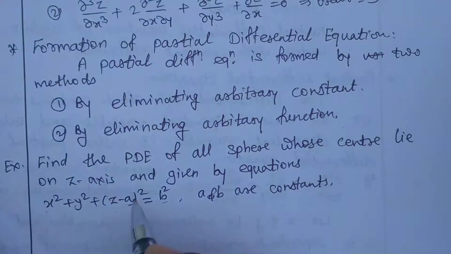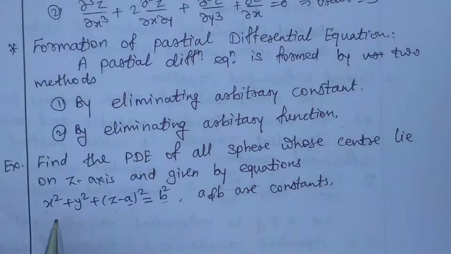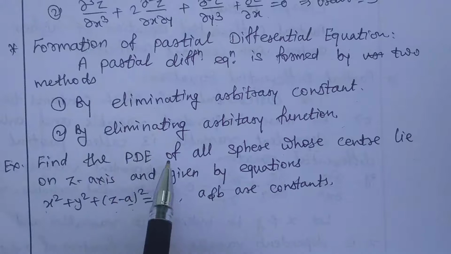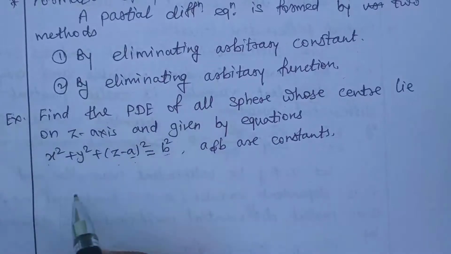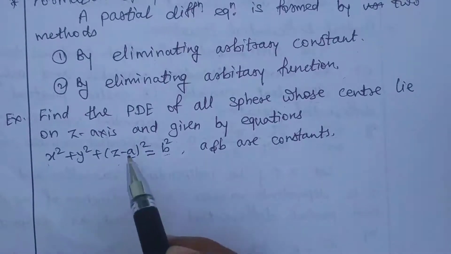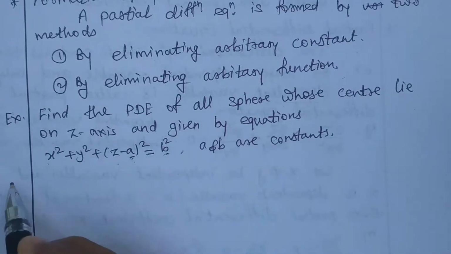So in this equation there are two constants, a and b, and we have to form a partial differential equation from it. So how do we form a partial differential equation? You have to eliminate these two constants, a and b. So how to eliminate them?